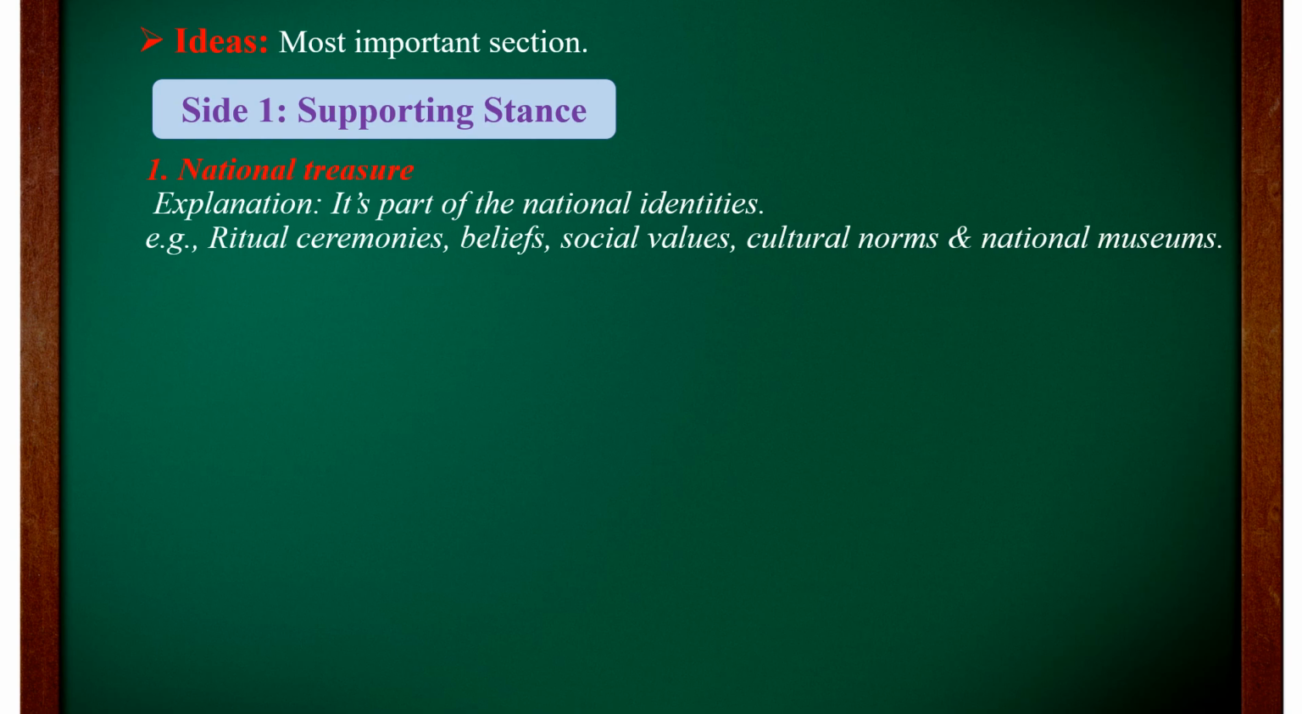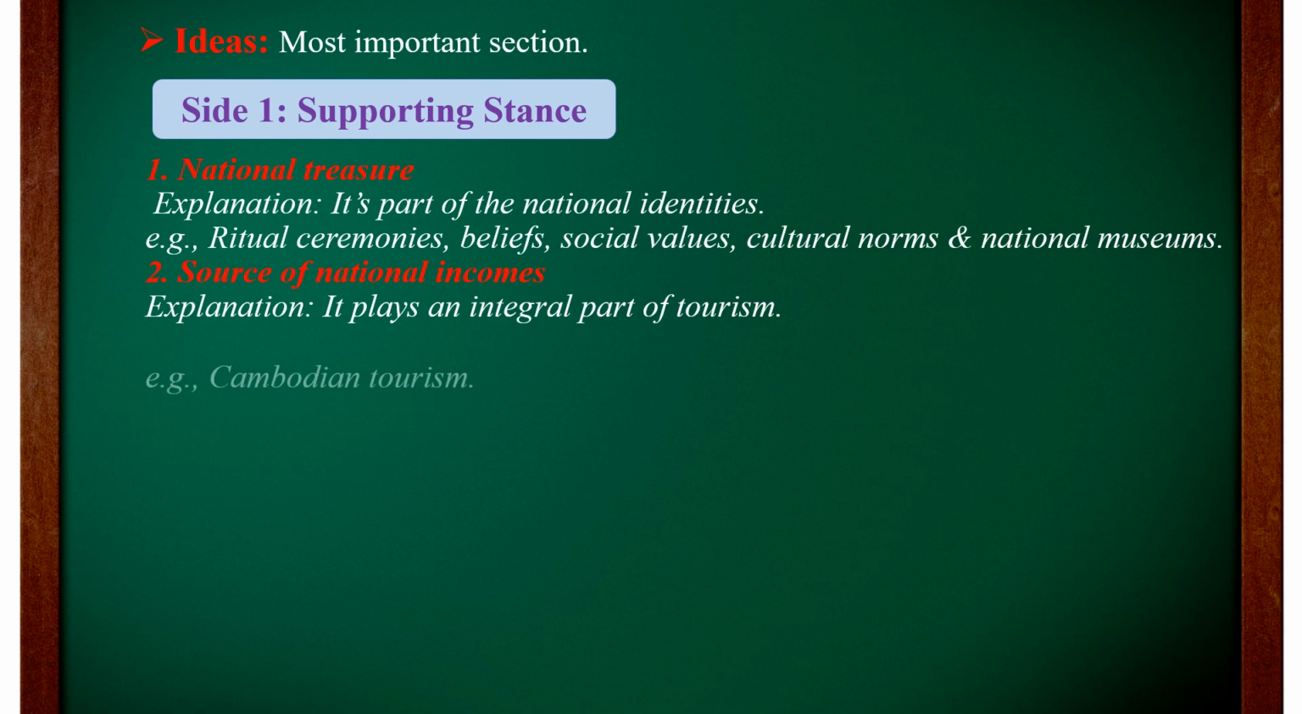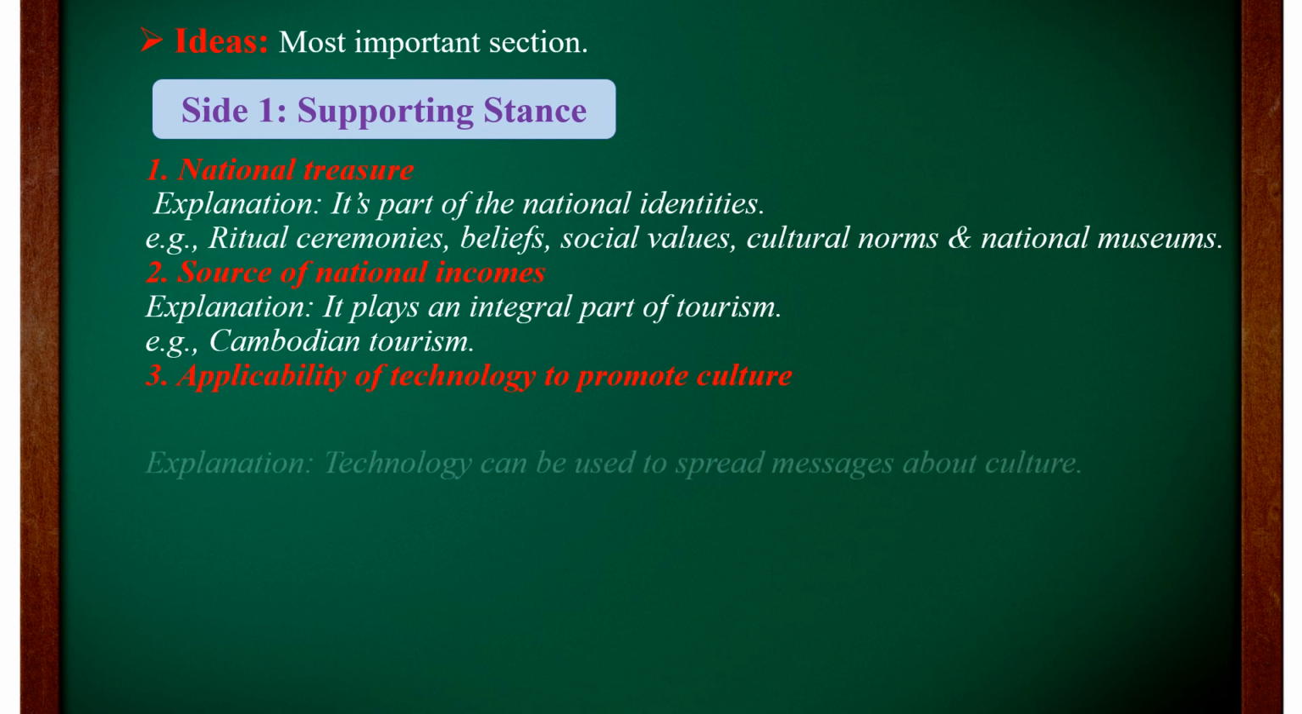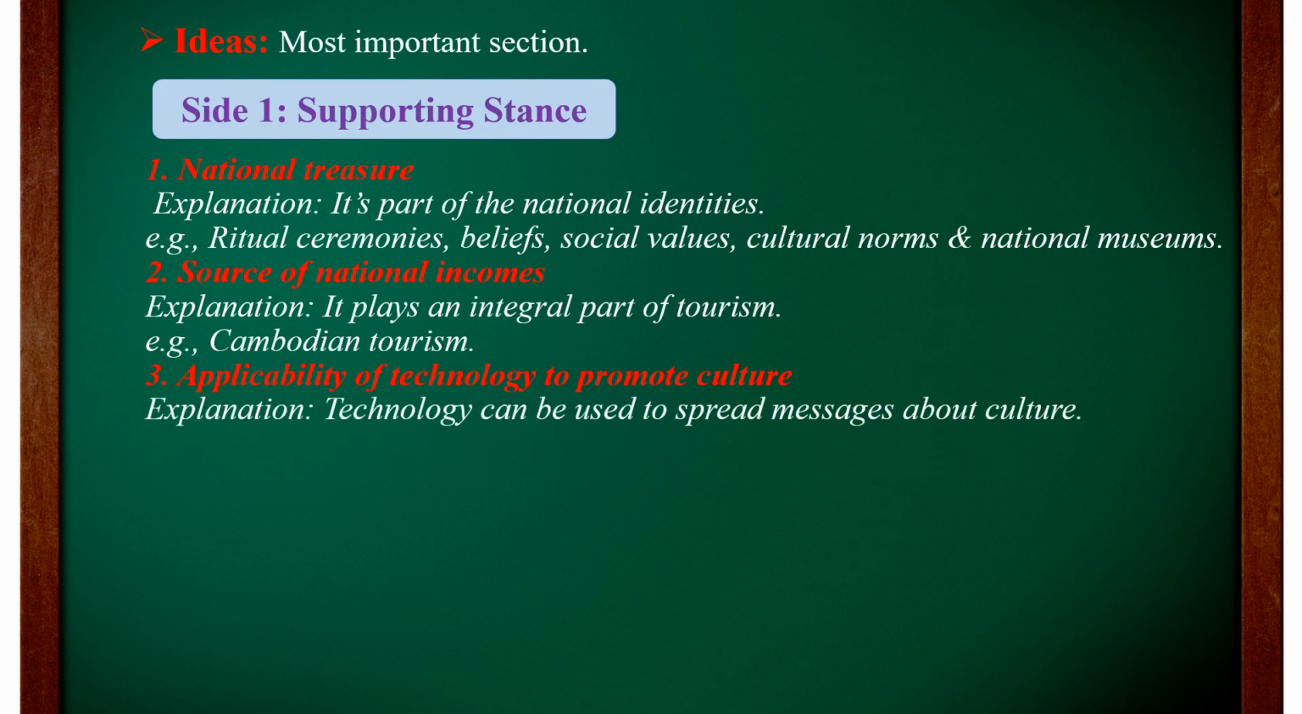Some examples are ritual ceremony, belief, social value, cultural norm, and national museum. Supporting idea 2 is a source of national income. The reason for this is the culture plays an important role in tourism. One example can be seen in the case of Cambodian tourism. Supporting idea 3 is applicability of technology to promote culture. Technology can be wisely utilized to promote culture broadly. Some examples can be seen through online websites, social media, and mass media.